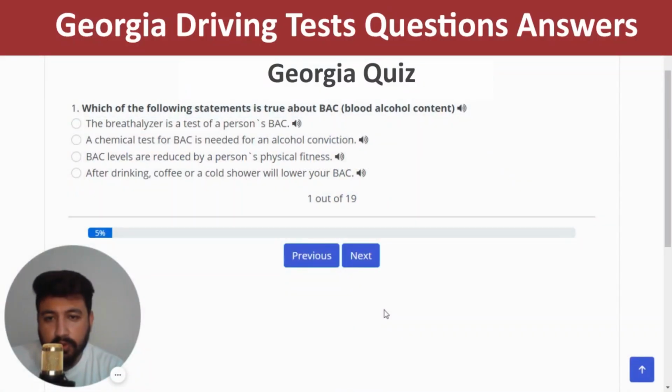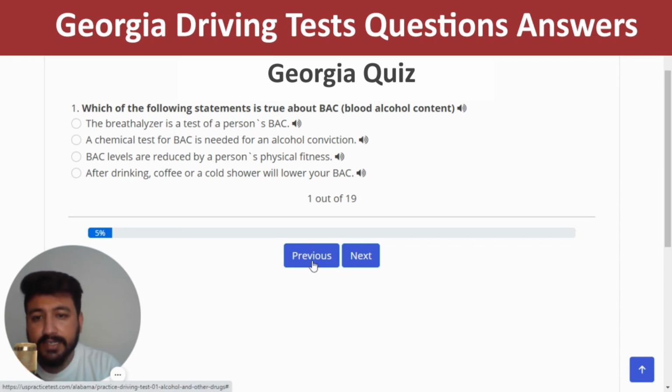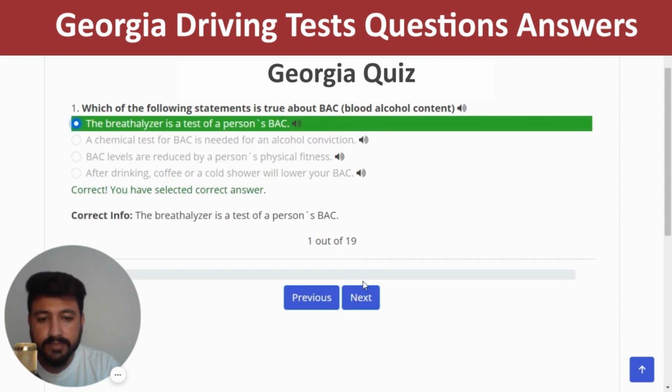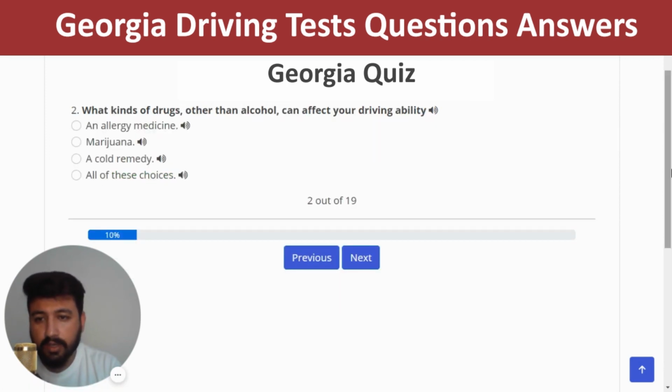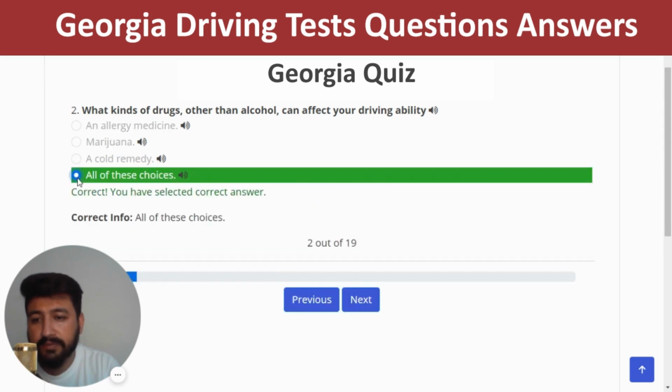So the first question of quiz number 1 is, which of the following statement is true about BAC, blood alcohol content? So the right answer of this question is, the breathalyzer is a test of person's BAC. So I'm going to click on the first option. Yeah, this is the right one. The second question is, what kinds of drugs other than alcohol can affect your driving ability? The right answer of second question is all of these choices. So I'm going to click on the last option. This should be the right one. And we will move to the next question.